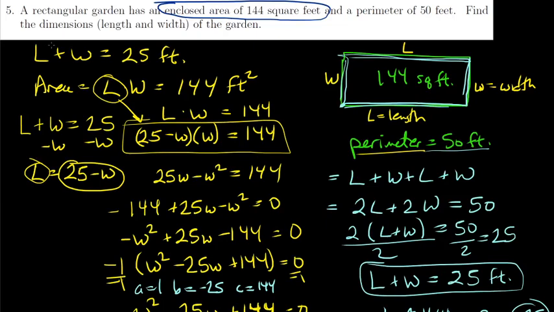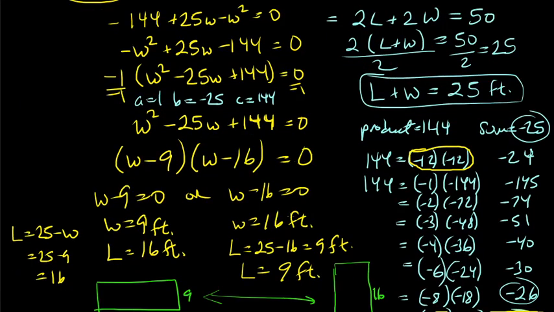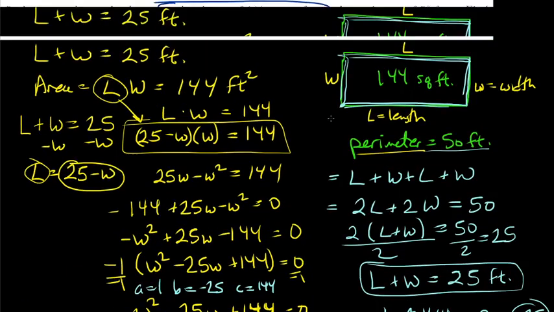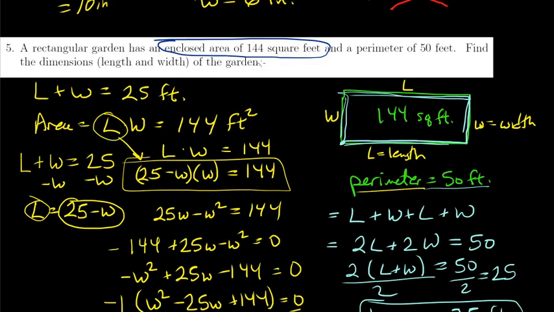So the question is, find the dimensions, the length and width of the garden. So the answer is the garden is 16 feet by 9 feet. Right? So 16 feet by 9 feet. Or you could say 9 feet by 16 feet, right? Either way. Those are the dimensions.